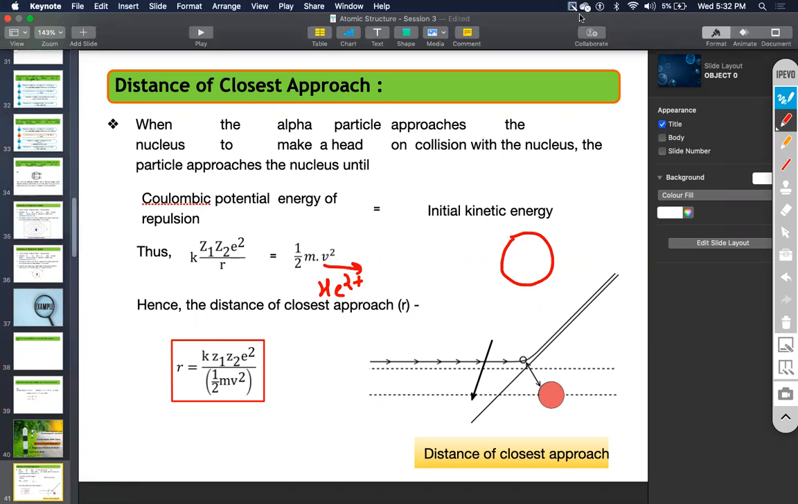Okay, its velocity will become zero at some point. Now, guys, do you know one more concept in physics? Head-on collision. What do you mean by head-on collision?